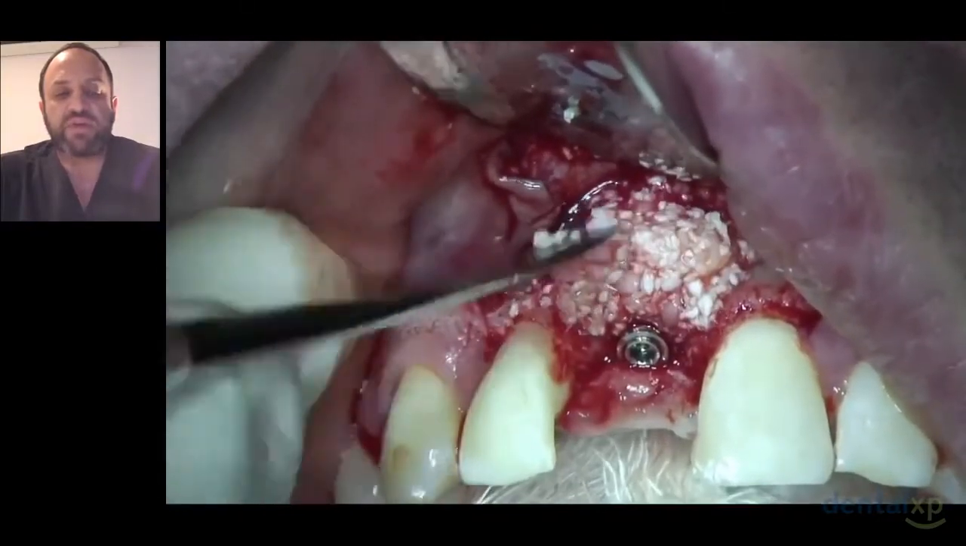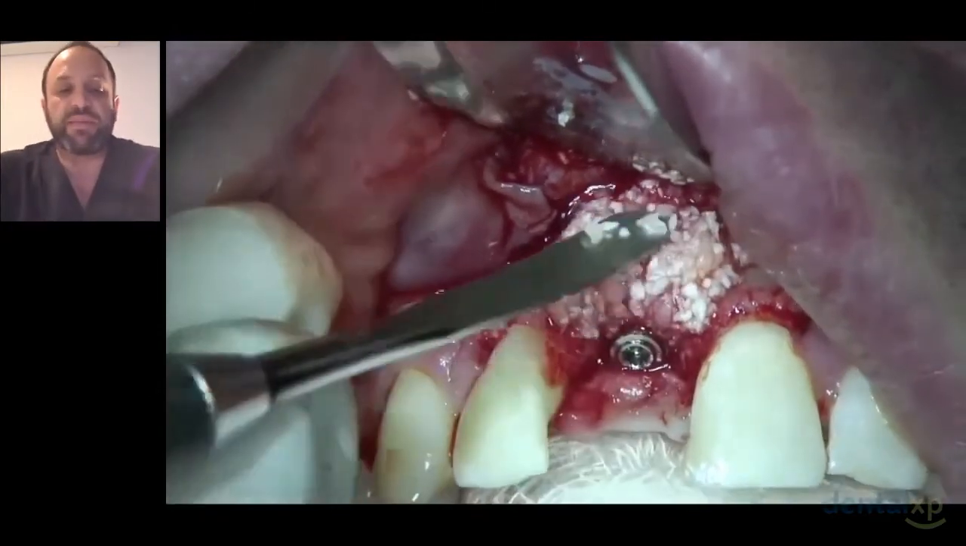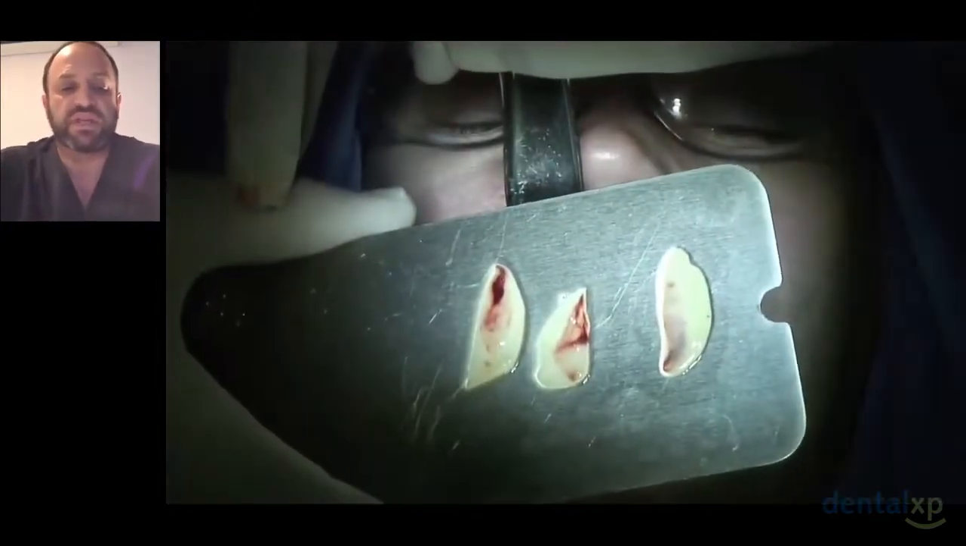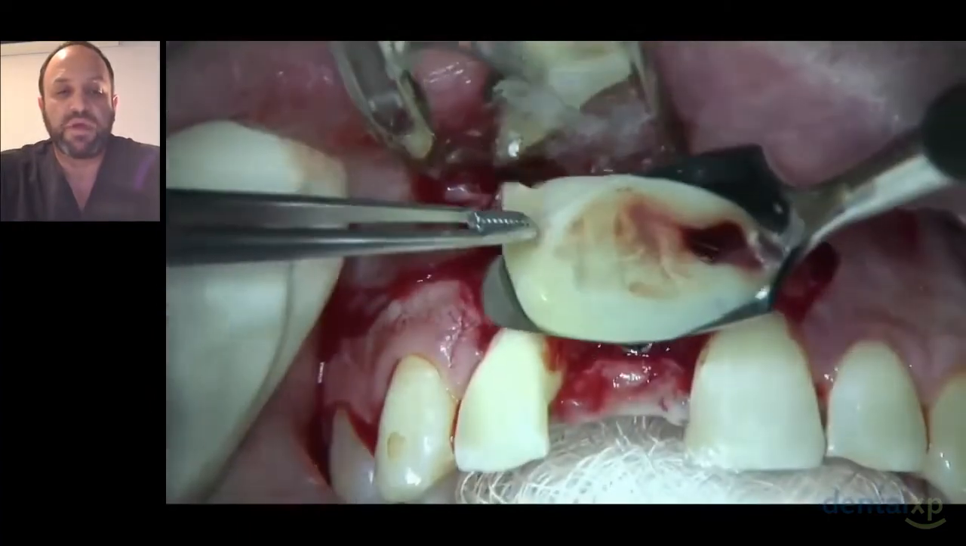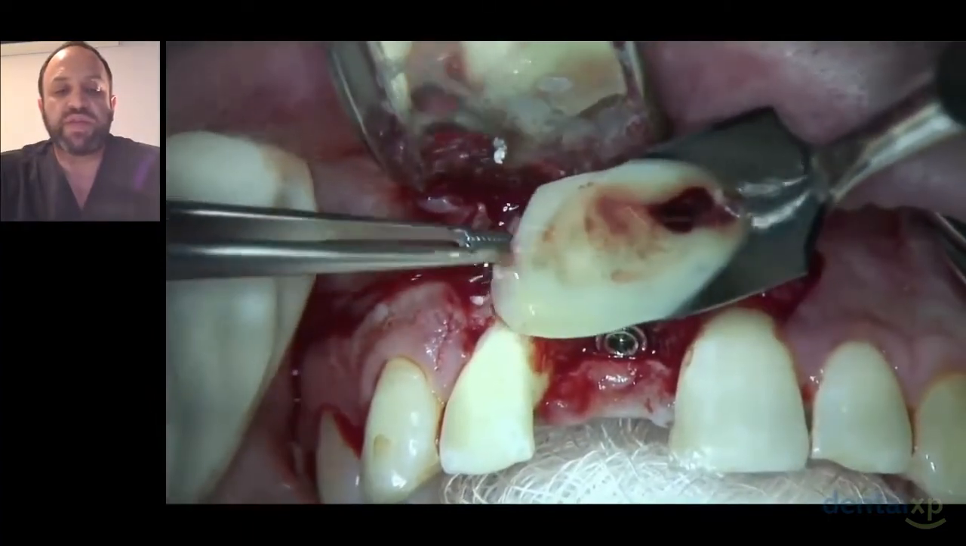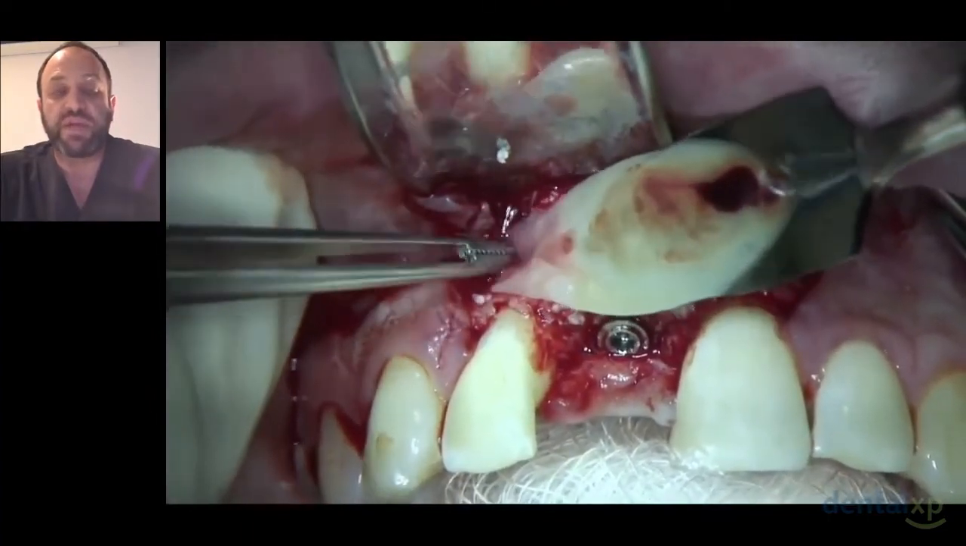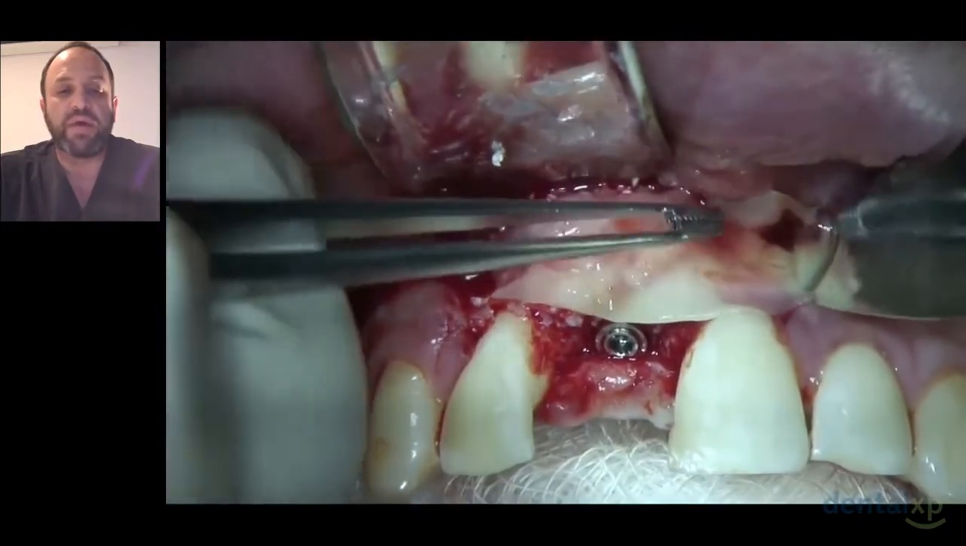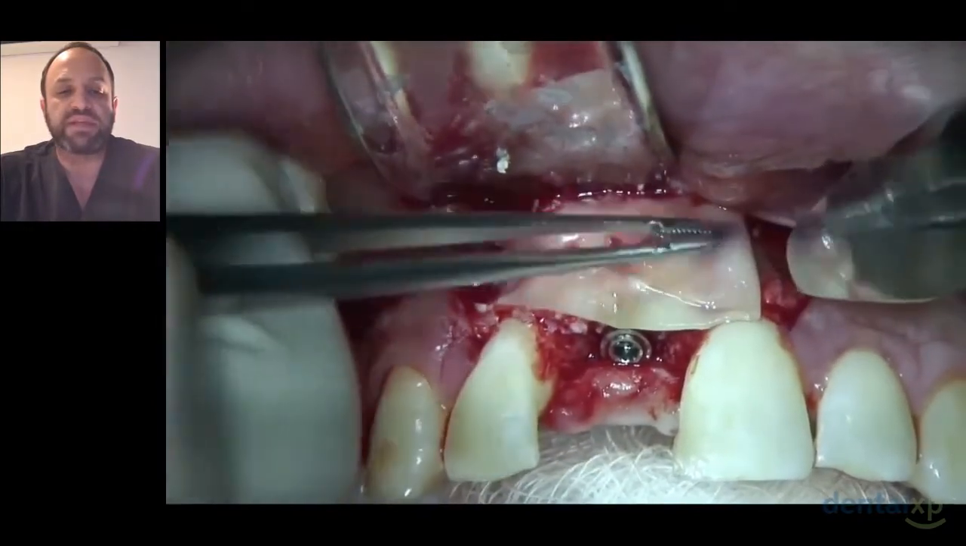And obviously now we start looking at the fact that we need something to stabilize this bone, because the bone itself is not going to give us our stability. What we're going to do now is place, which I like very much. I want to get as much bioactivity in this case.